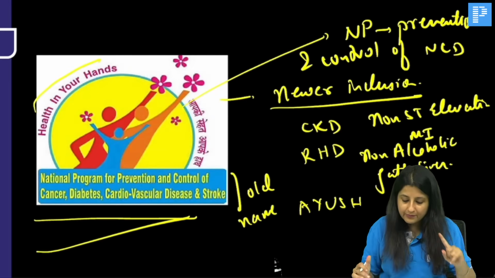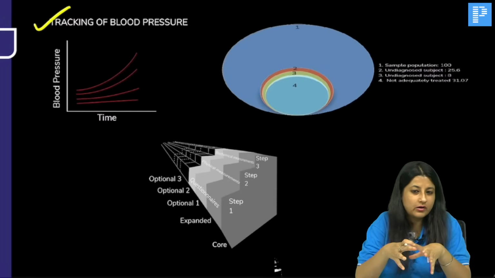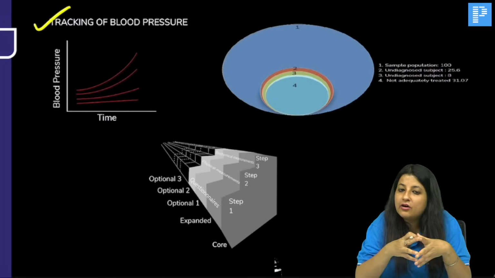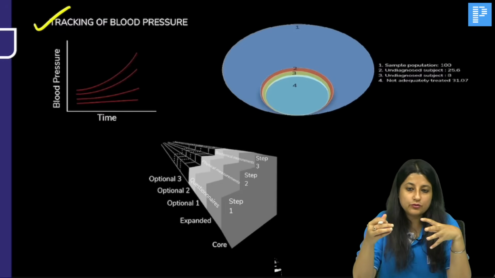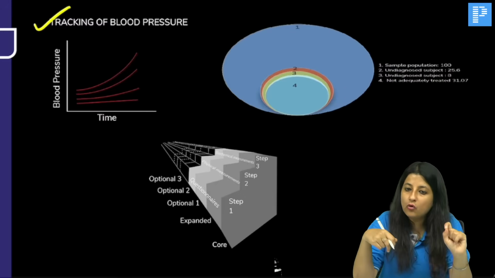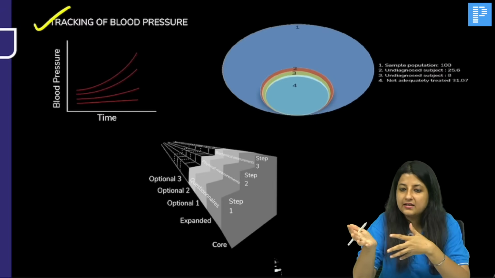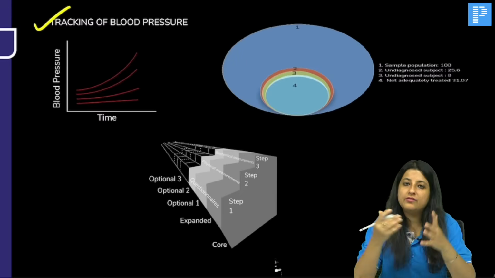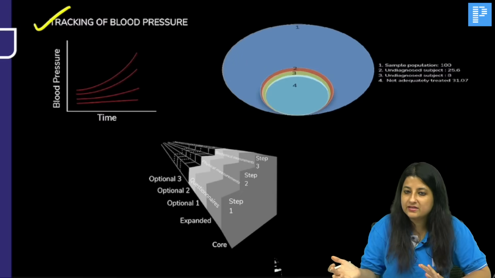Under this program, a couple of questions can come. This one, tracking of blood pressure. I'm not going to write what it is because you all know. Tracking of blood pressure means if you track the blood pressure of individuals from childhood to adulthood, if the blood pressure is low in childhood, it will remain low in adulthood. Hypotensive in childhood will remain hypotensive in adulthood. Hypertensive in childhood will remain hypertensive in adulthood.